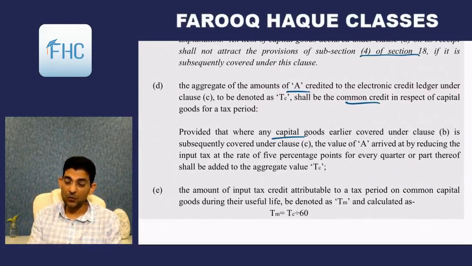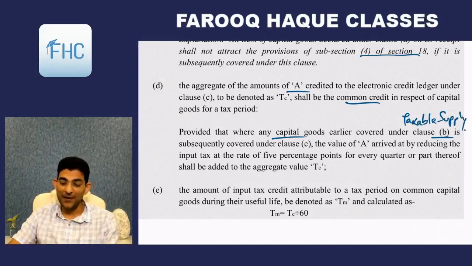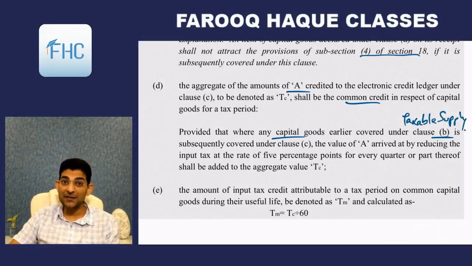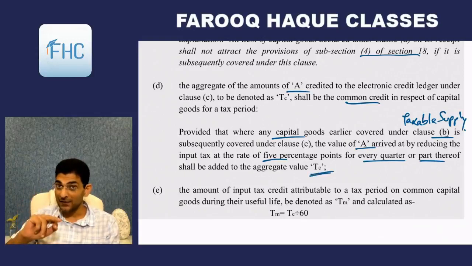Provided that where any capital goods earlier covered by B, means exclusively for taxable supply. So this is the second point that I already explained to you, is subsequently covered under C. The value of A arrived at by reducing the input tax at the rate of 5 percentage points for every quarter or part thereof shall be added to aggregate TC. See, they are not saying that you have to take credit.